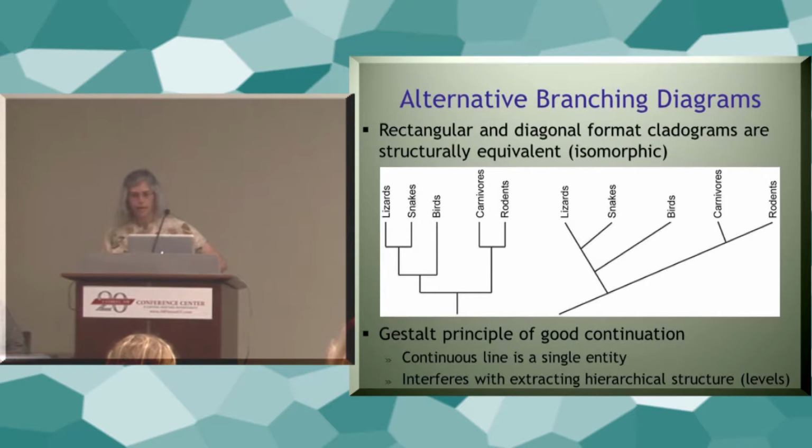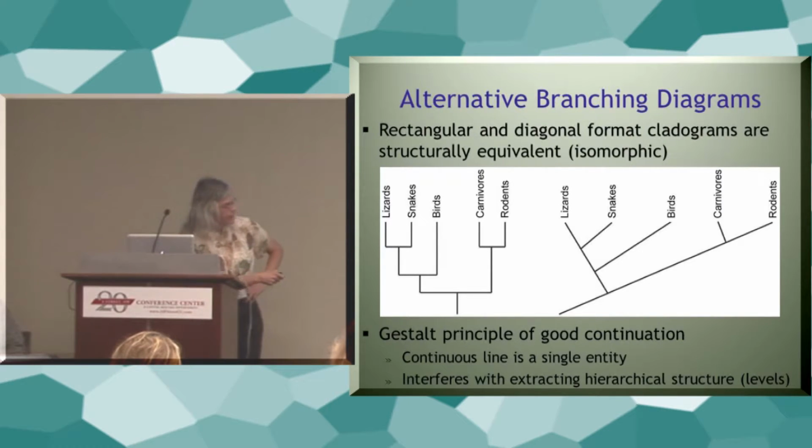We hypothesized, however, that because of the Gestalt principle of good continuation, which says that a continuous line is a single entity, so here's a nice continuous line in the diagonal format, that this would interfere with students' ability to extract the hierarchical relationships, because this continuous line here in the diagonal format looks like a single hierarchical level, but really it's 3 if you look at the rectangular format. So there's one at the bottom, and then one here, and then one up here finally at the rodents.